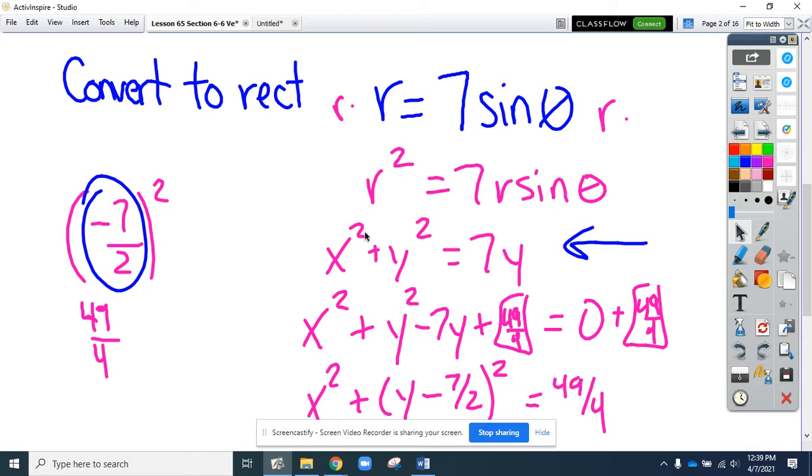Now we can use our formulas. We spent a good bit of time establishing these formulas. r squared is the same as x squared plus y squared, and r sine theta is the same as y. So if you got to this step, you got it to rectangular. That was awesome. Now we're trying to put it in standard form.